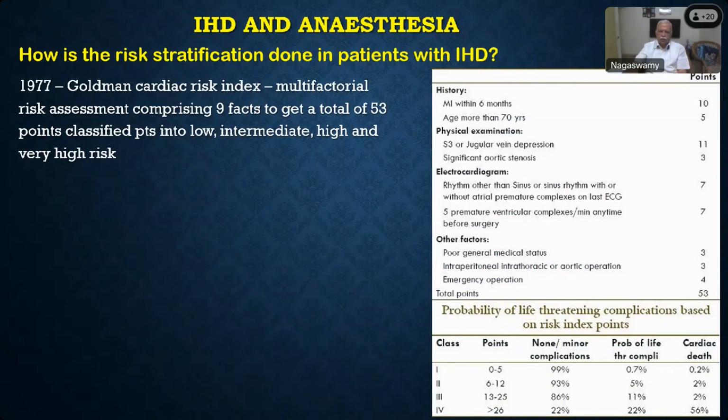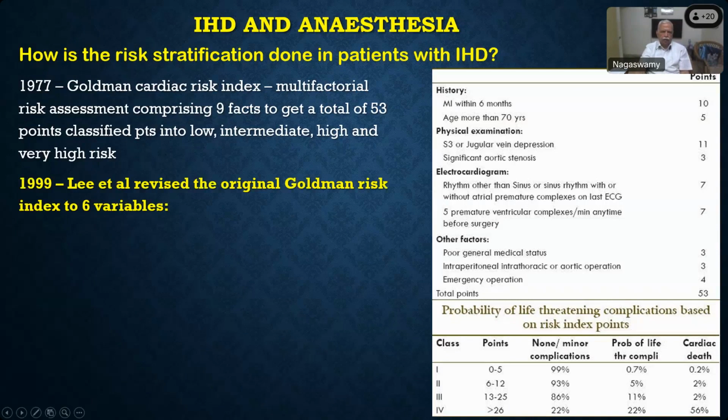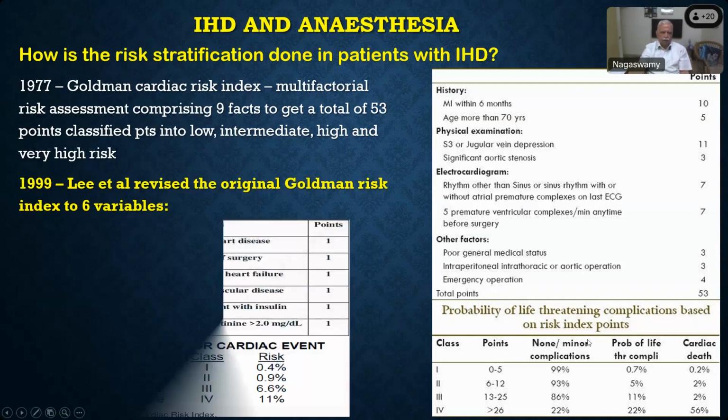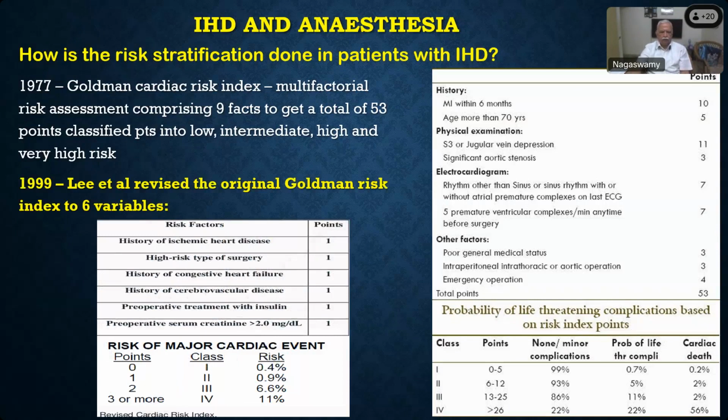And so based on that, you can classify the risk involved. But because this is too cumbersome to remember all the points and then make an assessment, now we have, after 22 years of the first Goldman index, Lee et al. revised the original Goldman index to simple 6 variables. All of you should be well versed with that.